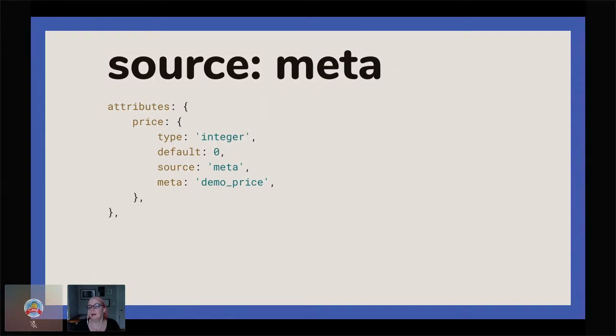Okay, so we've kind of moved away from the things that are in content. Meta here is another source you can have, and that's referring to post meta. So with this attribute source, you're going to save and pull right from the database, not from the content. So in this example, we're setting up a price with the meta name demo price. And so that is going to be the key for your meta. We're going to say it's an integer and it'll default to 0.